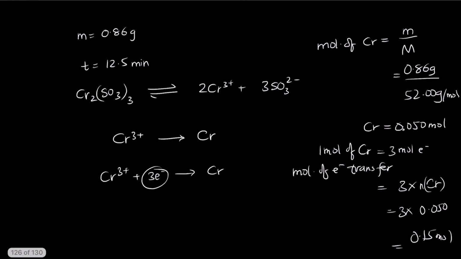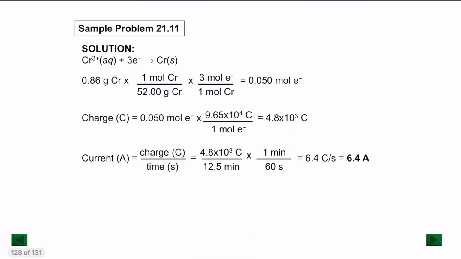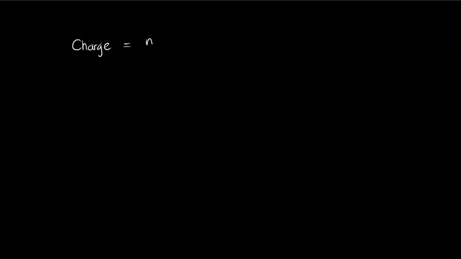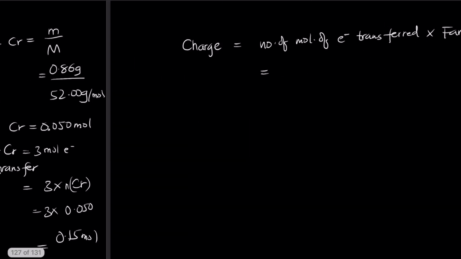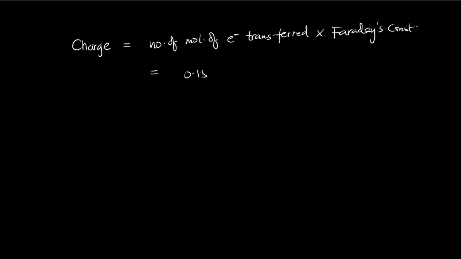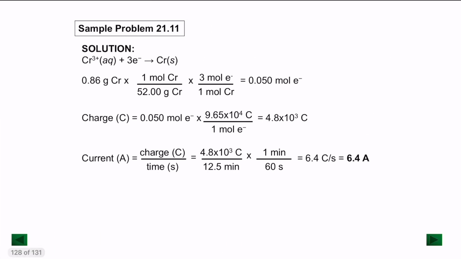Now let's try and calculate the charge. The charge can be calculated as the number of moles of electrons being transferred times the Faraday's constant. So the number of moles of electrons transferred is 0.15 times the Faraday constant.